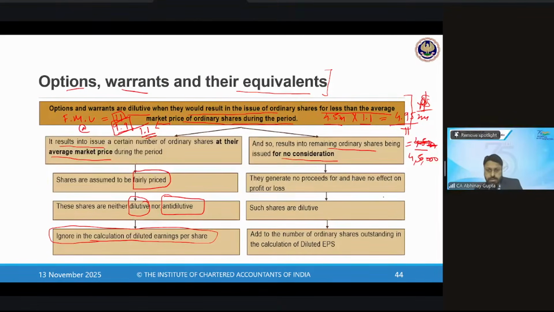But the number of shares which are getting issued for free generate no proceeds or cash for the company. Hence, these become dilutive, because earnings for the equity shareholders remain constant while the denominator is updated: existing shares plus the new shares issued for free. So only the shares issued for free will be added in the denominator, and then we calculate the diluted earnings per share.